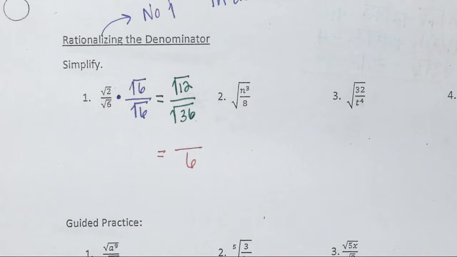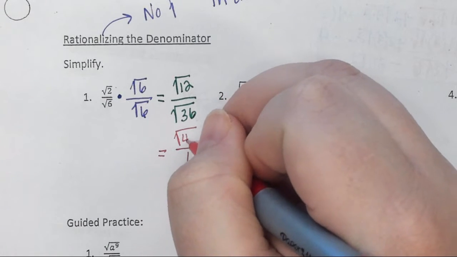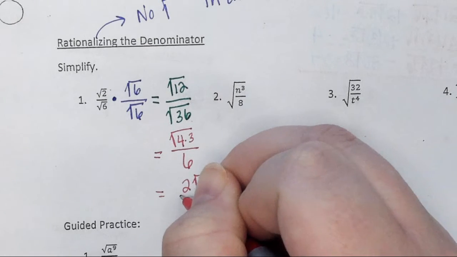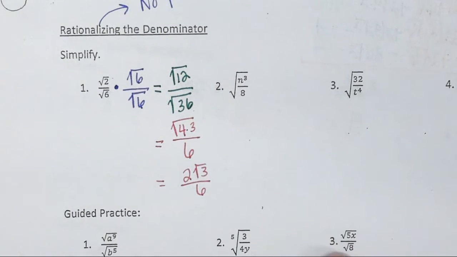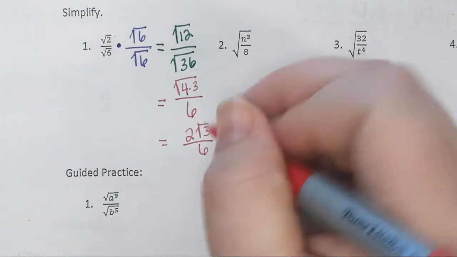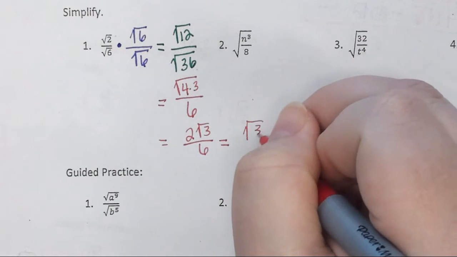Oh, I heard a 2 and 6. Stop saying 2 and 6. You know you want 4 and 3. Okay, and so you know if it's 4 and 3, you already know your final answer is going to be 2 square roots of 3 over 6. And that's not even my final answer, is it? No, because sadly that can simplify further. It's going to be square root of 3 over 3.